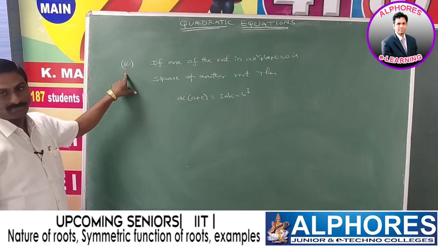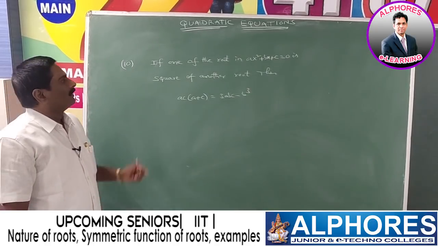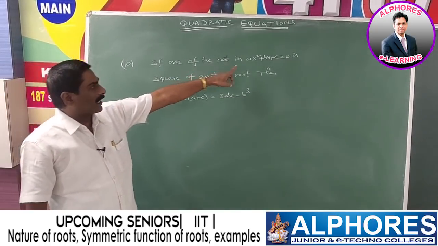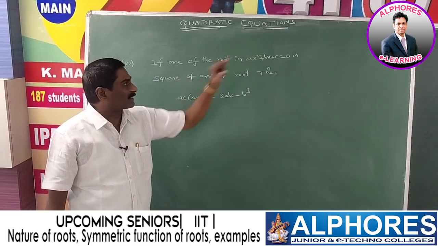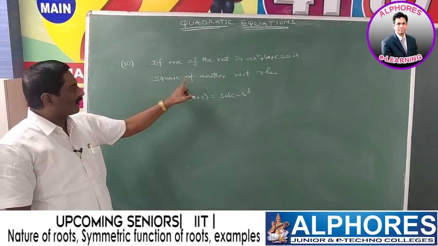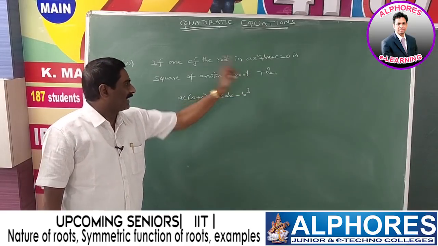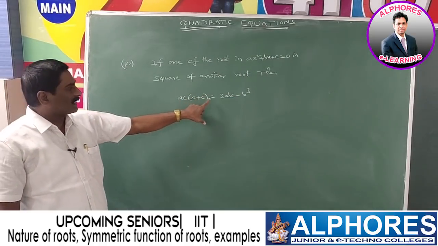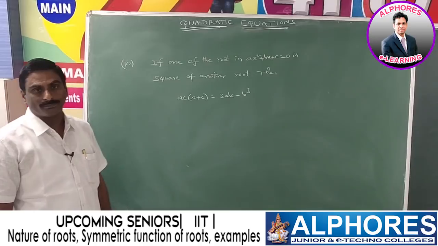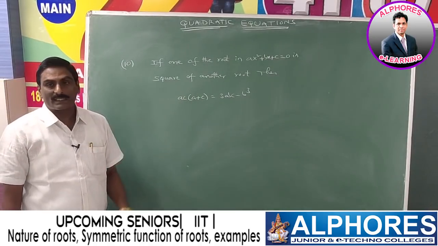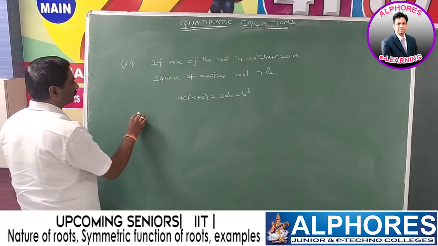Next, property number 10. If one of the roots in the quadratic equation ax square plus bx plus c is equal to 0 is the square of the other root, then ac into a plus c is equal to 3abc minus b cube.